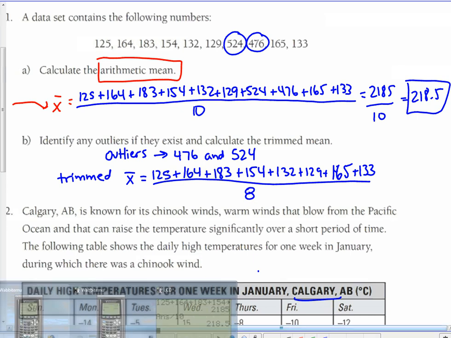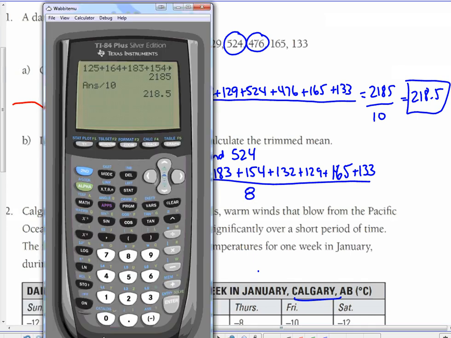Now, if you have one of these calculators, it wouldn't be that hard because you could go second enter twice and then go back and delete, delete, delete, delete, delete, delete. Okay, so that would work to get your new sum.